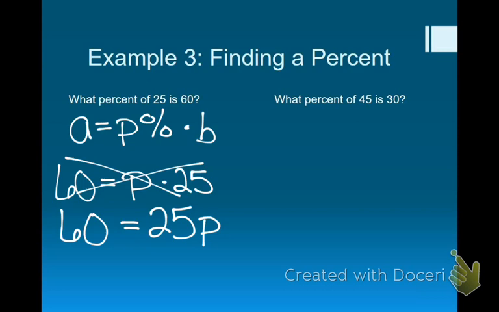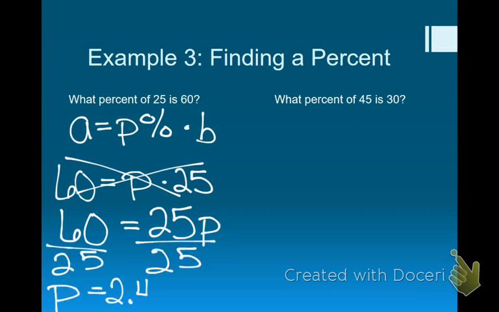Then what do we do? Divide both sides by 25, and you get 2.4. Is 2.4 your answer? No, that's your decimal value. So I have to write that as a percentage, and how would I do that? Move the decimal over 2 places. 240%. Okay, go ahead and do the second one. If by chance it happens to be a repeating decimal, leave it repeating with a repeating bar, or you can round to the nearest percentage.